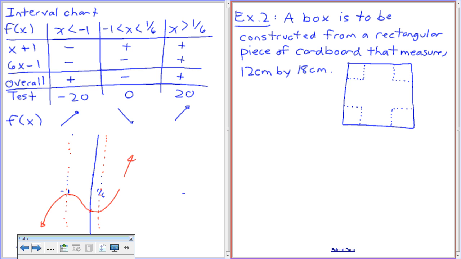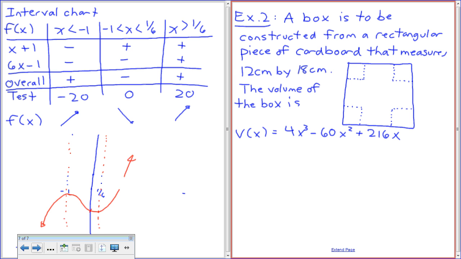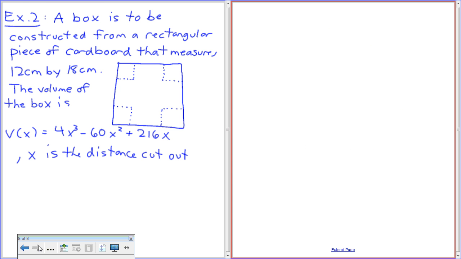I'm going to give you the equation. Later in the course, you'll have to make up these equations by yourself. So we're going to say the volume of the box is V of x equals 4x cubed minus 60x squared plus 216x, where x is the distance cut out. All right, I'll get out of the way here. What is the domain of x?